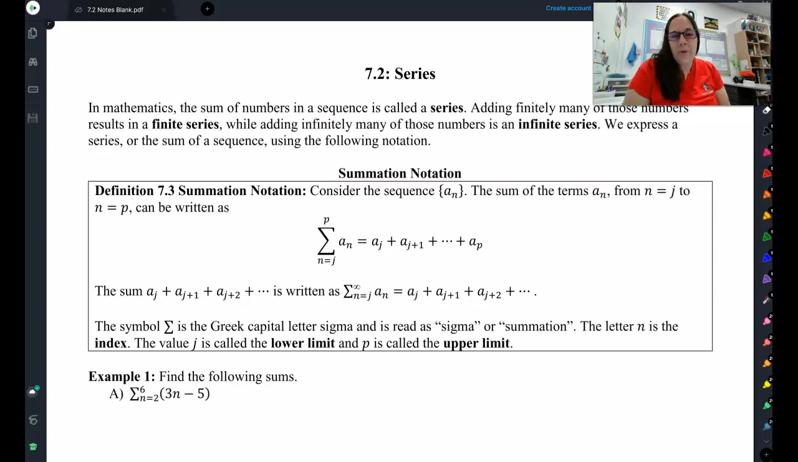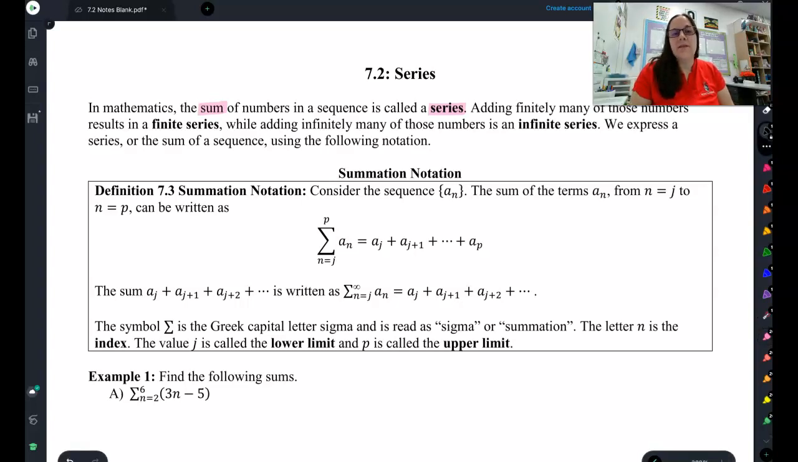Welcome to lesson 7.2. In this lesson, we're going to talk about series. Now, to start us off, let's define what a series is. A series is a list of numbers, aka a sequence, that has been added together. So the sum of numbers in a sequence. That is what a series is.